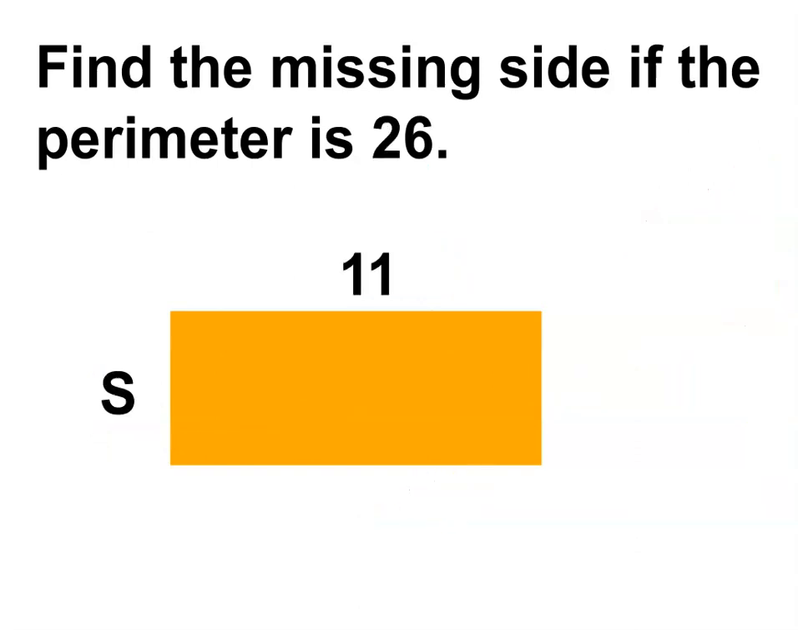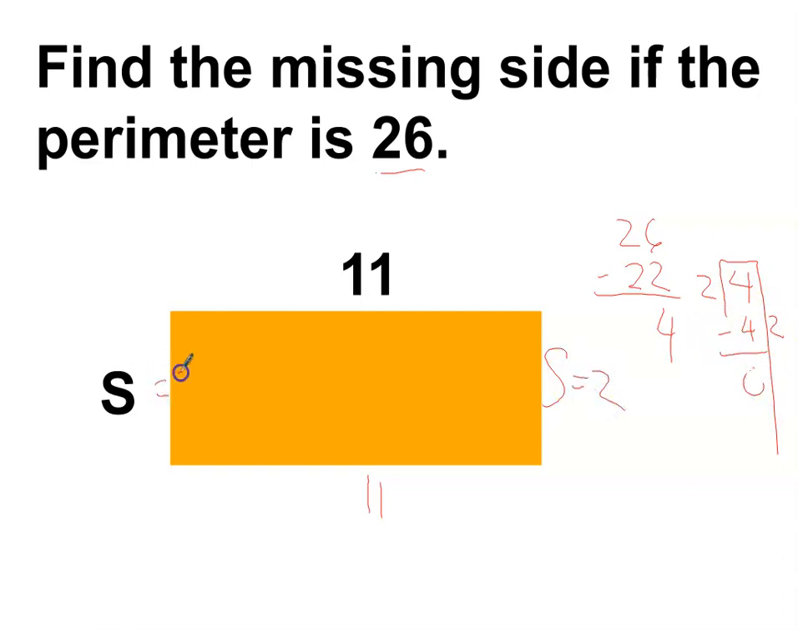Try another one out. This time I'm starting with 26. And I've used 11 on the top, 11 on the bottom, and I got S and S. 11 plus 11 is 22. Subtract that from 26. Only got 4 left, which sounds like it could be my answer, but remember we're building 2 sides, so it's really 4 divided by 2, which would be 2. So S equals 2, and this S also equals 2.